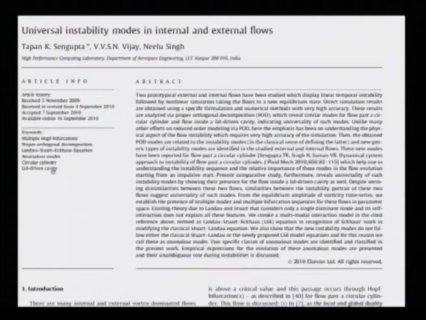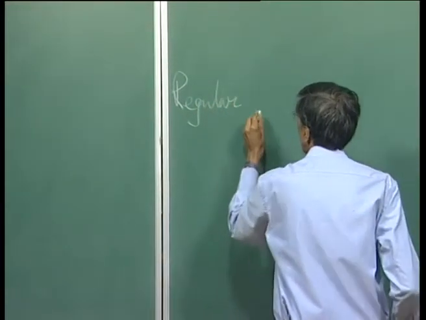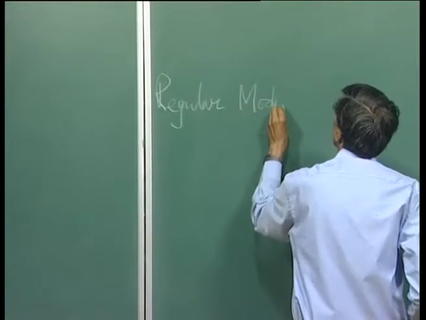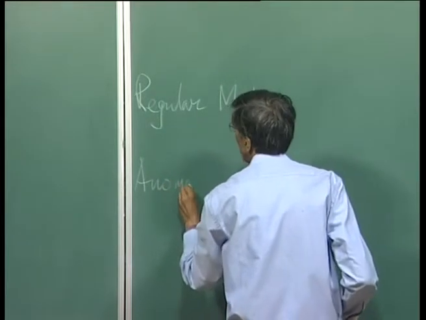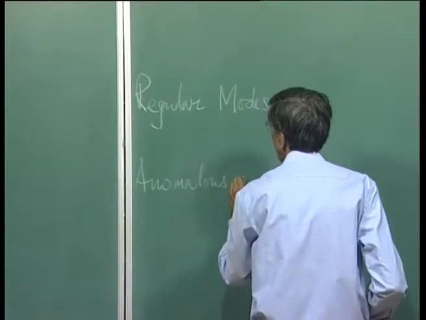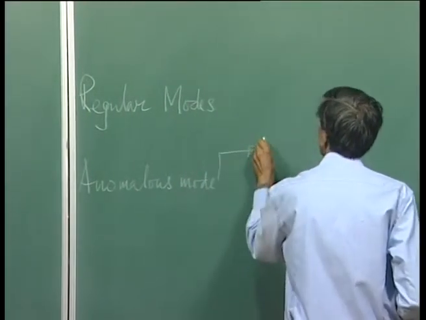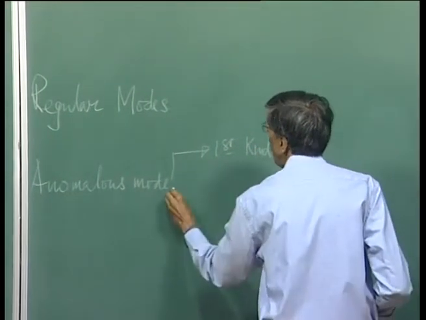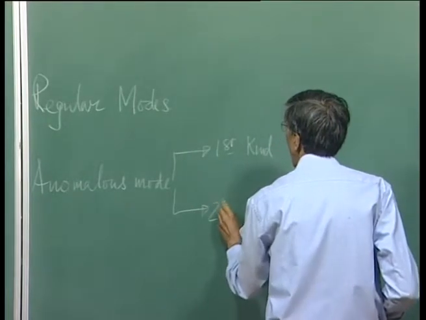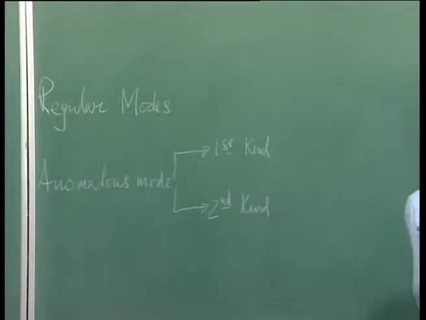3 classes of modes, if you recall. We talked about the regular modes, then we of course talked about those anomalous modes, and there we talked about the first kind and the second kind for flow past a cylinder. So, now we are going to see whether these are generic enough to be visible in other flows also.